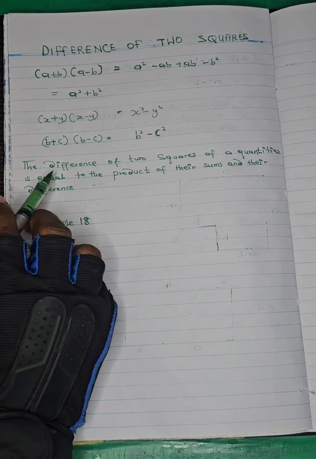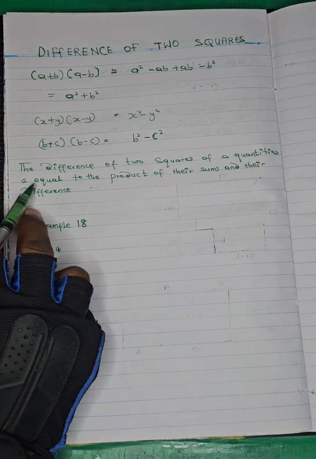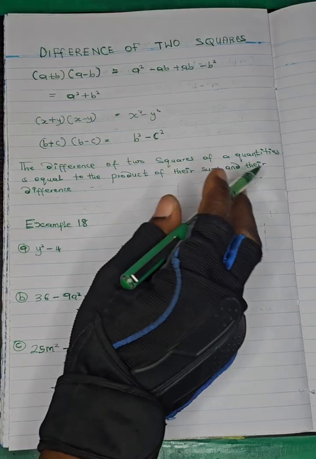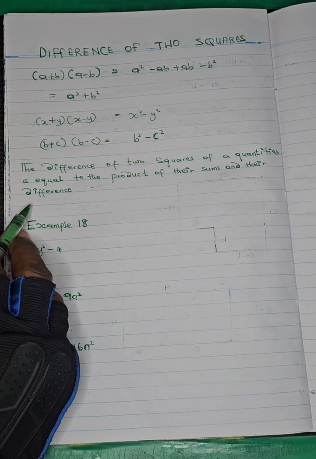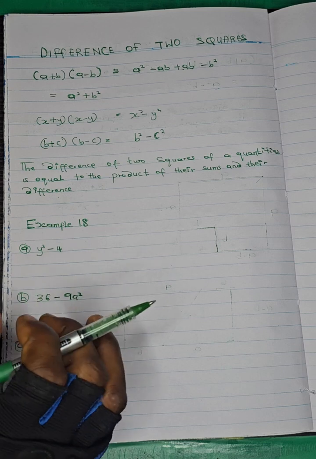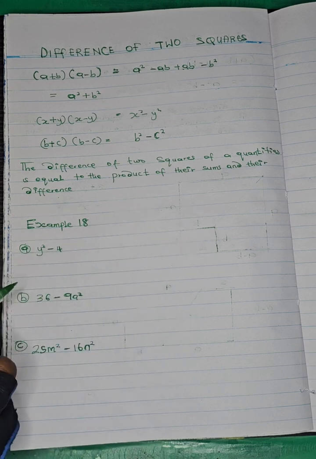So we can define this as: the difference of two squares of quantities is equal to the product of their sum and their difference. So when you have two squares and you are being told to find their difference, simply know it is the product of their sum and their what? Difference. Let's use example 18 to express it.